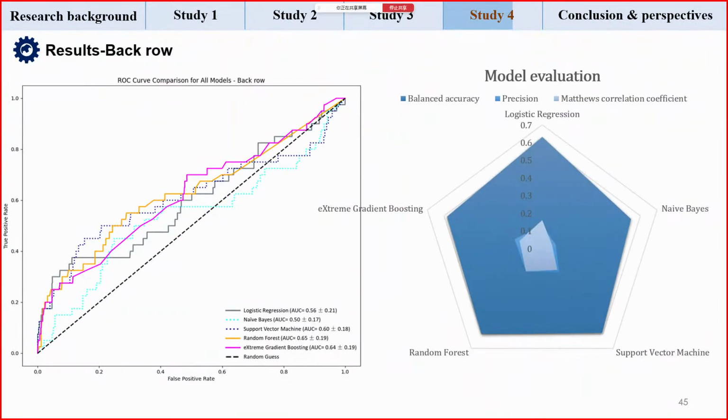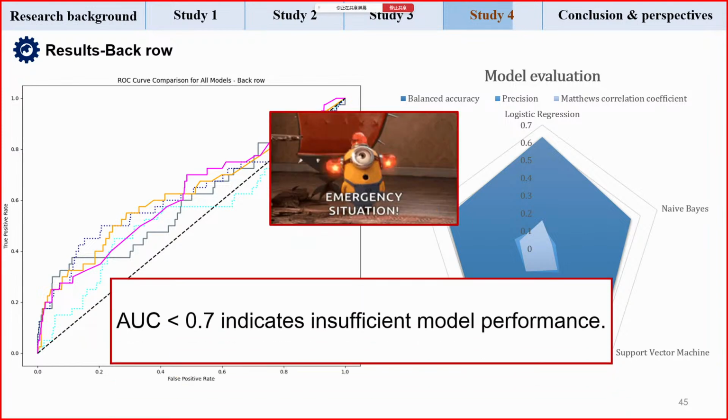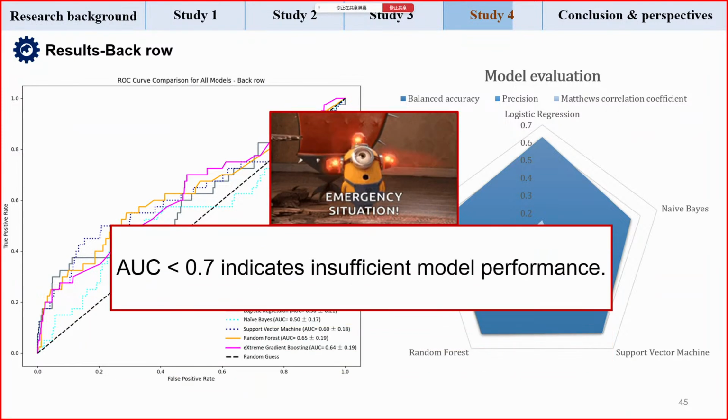About the subdivided groups, some predicted results were poor. For example, for the back row within the forwards, we observed that all machine learning models had an AUC below 0.7, indicating insufficient model performance.